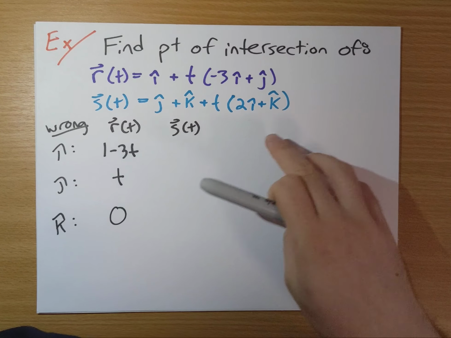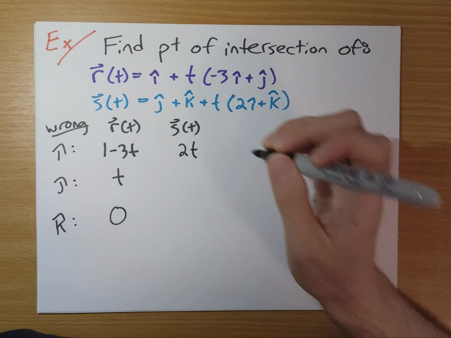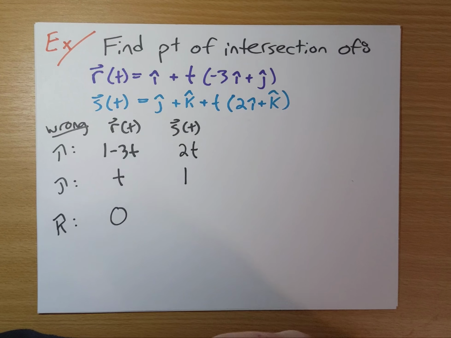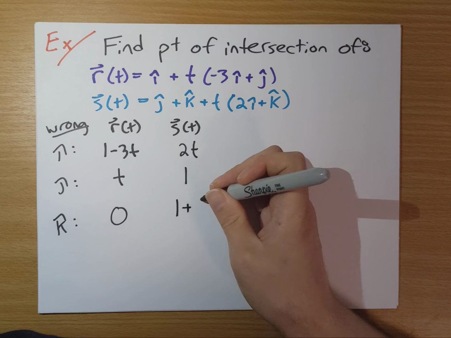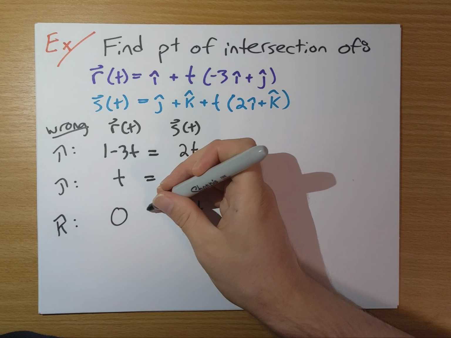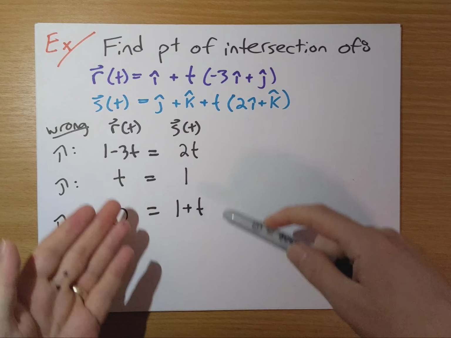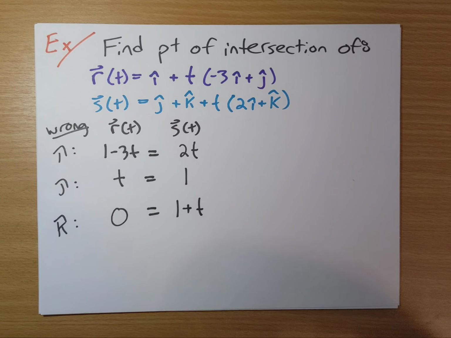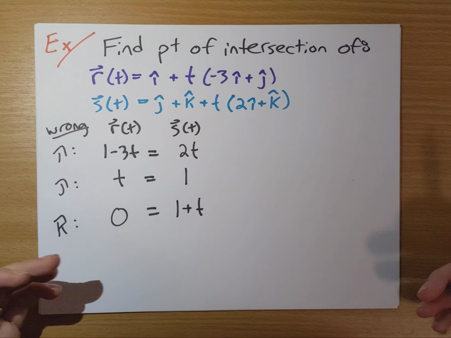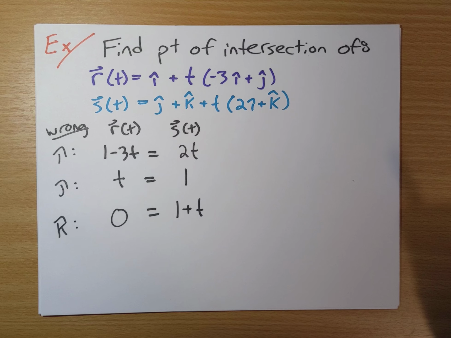As for s of t, the i hat component is going to be 2t. The j hat component here is 1. And the k hat component is going to be 1 plus t. And so we want to solve these three equations here. It looks like we're going to try to find a value of t that satisfies each one of these three equations. And if you try to solve the system of equations here, you'll find there is no value of t that satisfies all three of these equations.